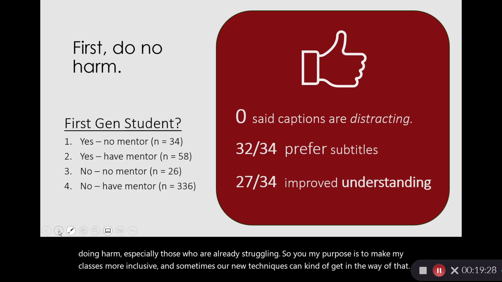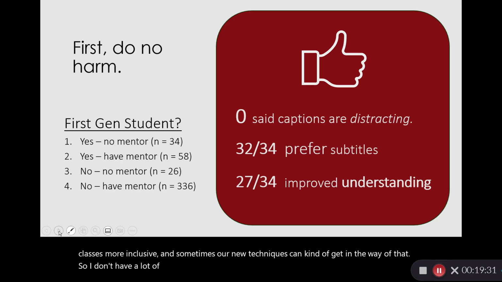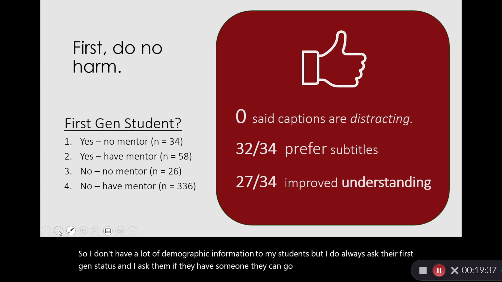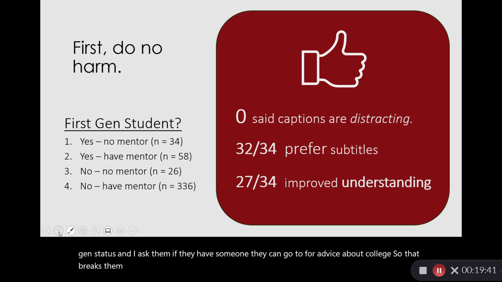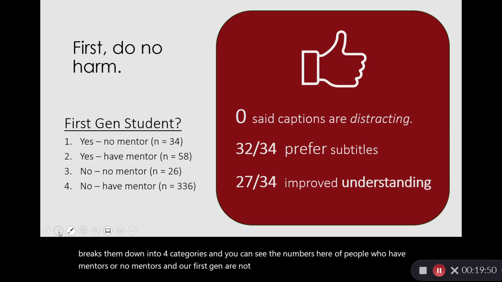So I don't have a lot of demographic information on my students, but I do always ask their first gen status, and I ask them if they have someone they can go to for advice about college. So that breaks them down into 4 categories, and you can see the numbers here of people who have mentors or no mentors, and are first gen or not first gen.